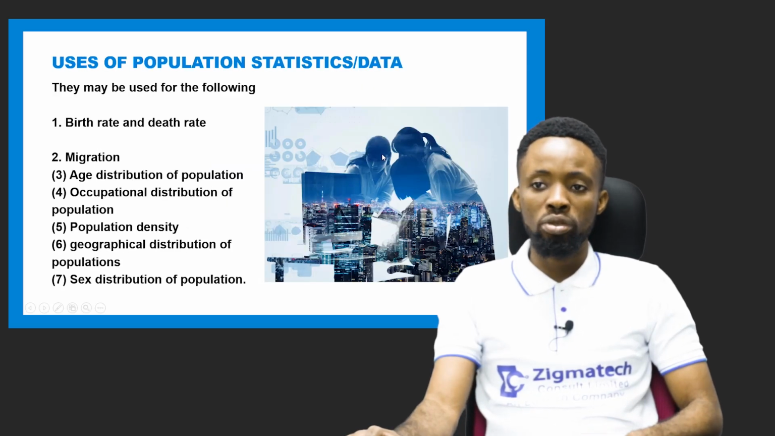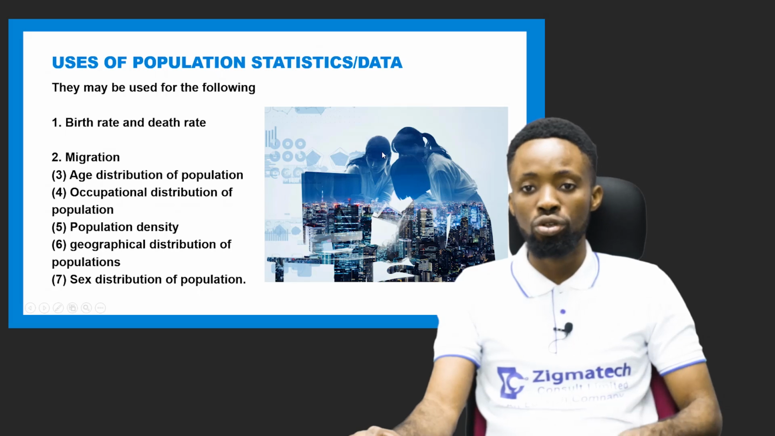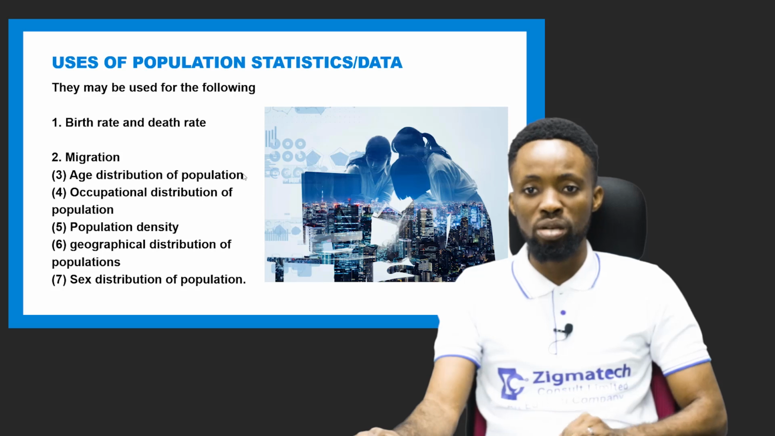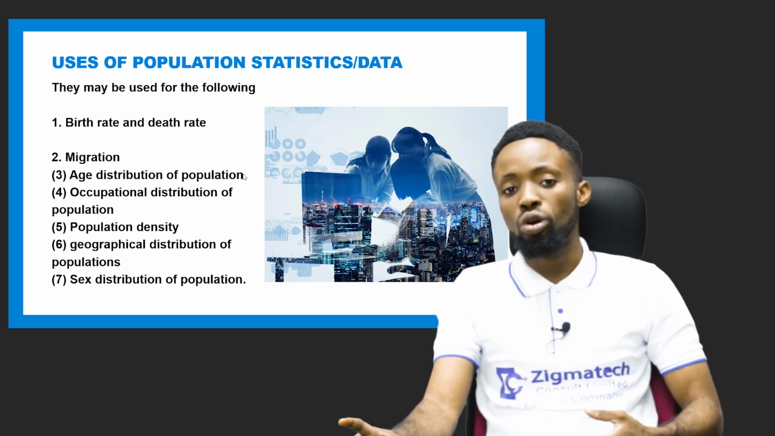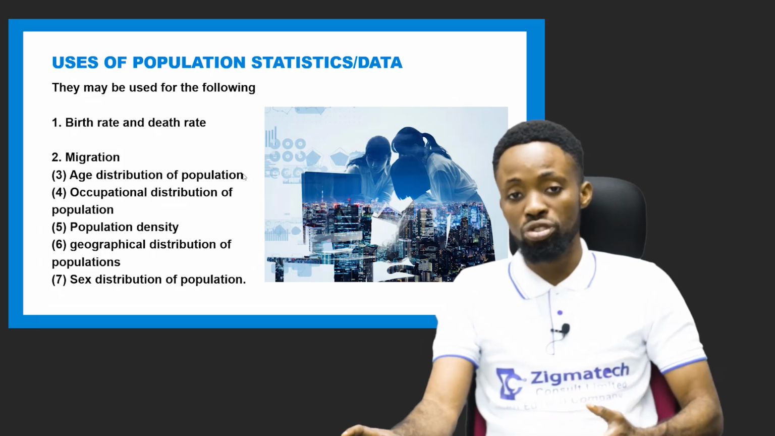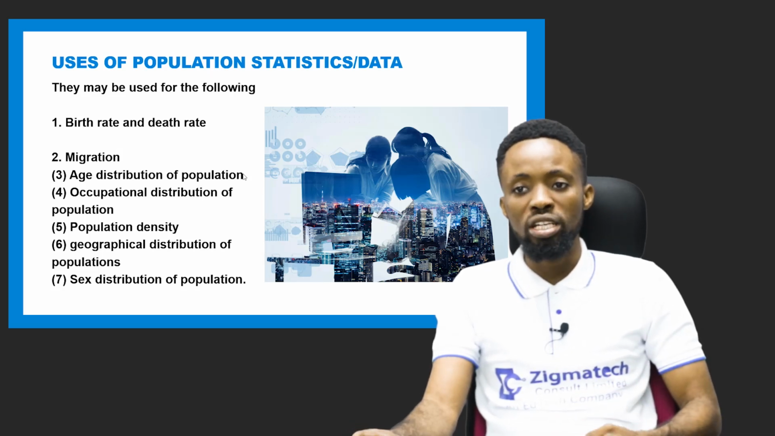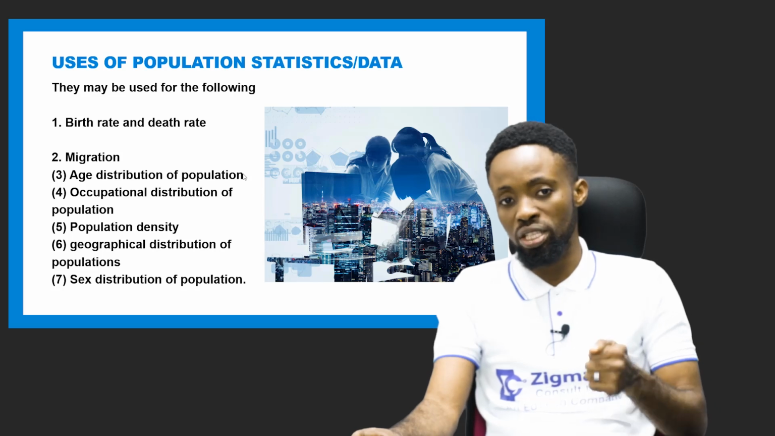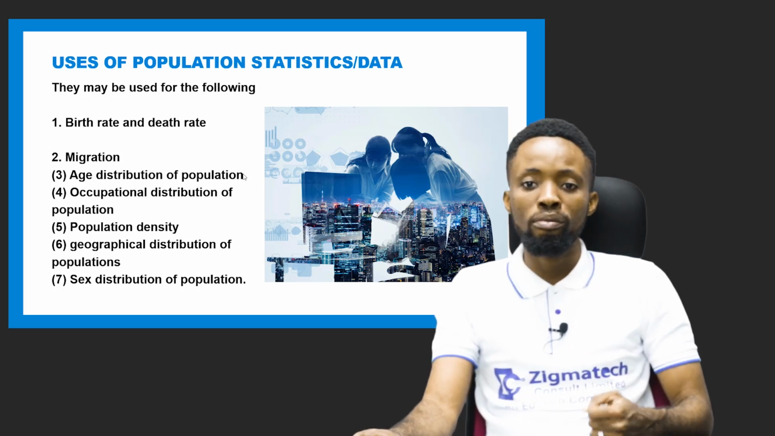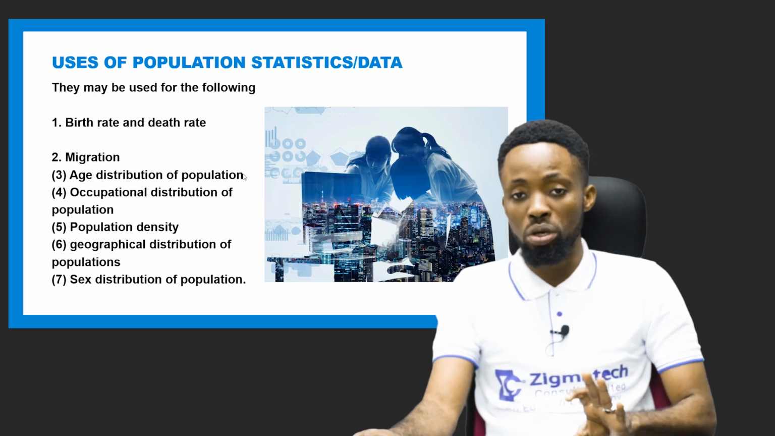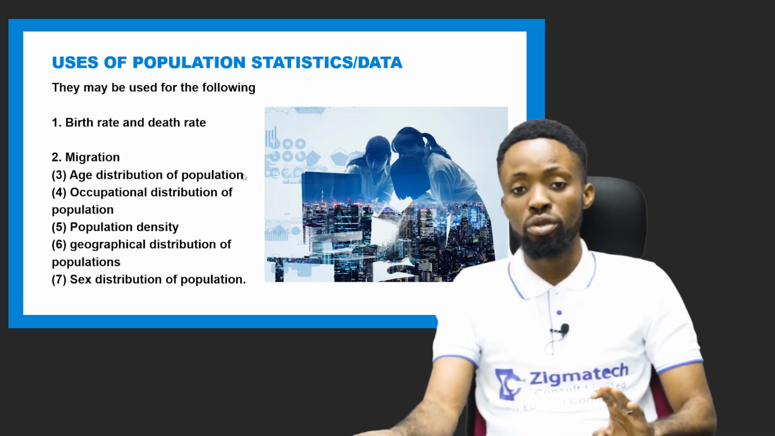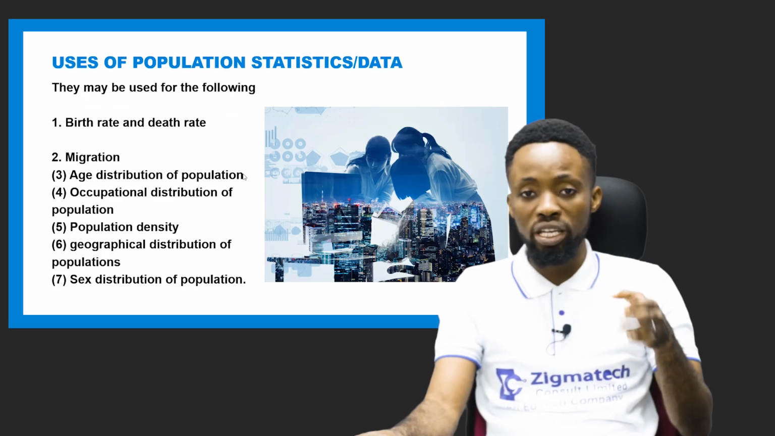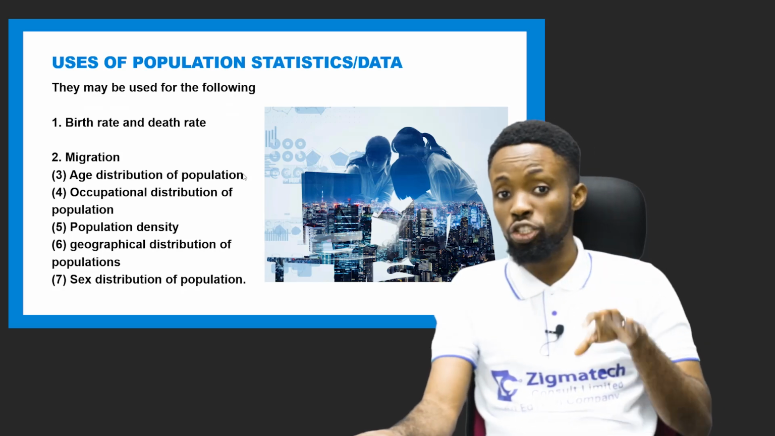So what do we use population statistics or population data for? Number one, we use it to determine the birth rate and the death rate of that particular place. And also we use it for migration purposes. Countries, especially developed countries or the first world countries, actually have this population statistics or data with them to know the number of migrants and immigrants and the number of actual residents in that place. And also population statistics can be used to determine the age distribution of the population of that place.